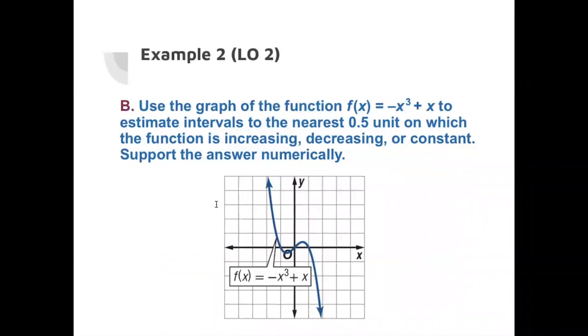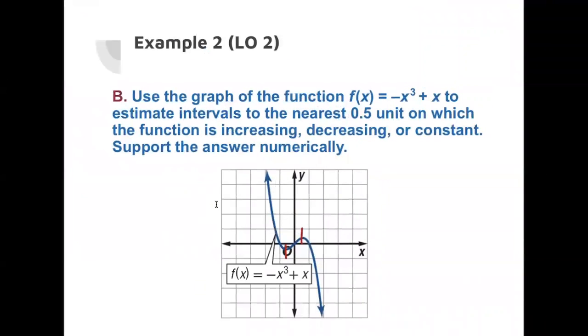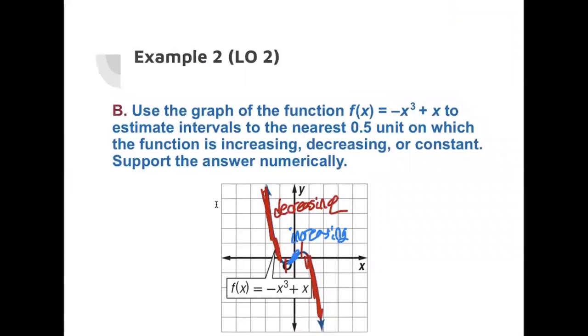Let's do the same thing for this. Okay, by just looking at this, we can know that this region is what? Decreasing. We can know that this region as well is decreasing. We can know that this blue part is increasing. If you're curious why, try to do the rate of change thing as I did for the previous question. Let's support our answers numerically by drawing a table.